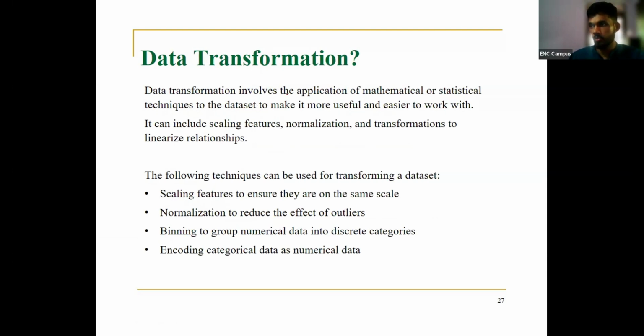Then we have data transformation. Data transformation involves the application of mathematical and statistical techniques to the data set to make it more useful and easier to work with. It includes scaling features like normalization and transforming into linearized relationships. So we can use normalization, regression, those things to transform the data. The following techniques can be used for transforming a data set: normalization. This will make our data set more useful and easier to work with.